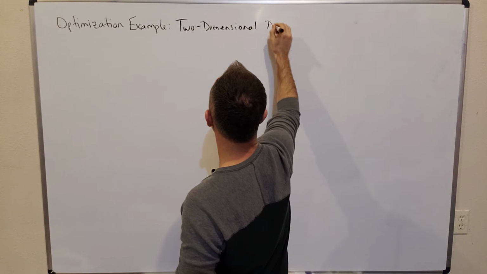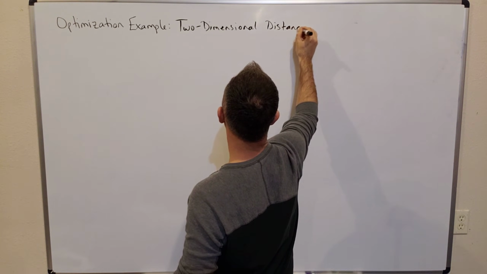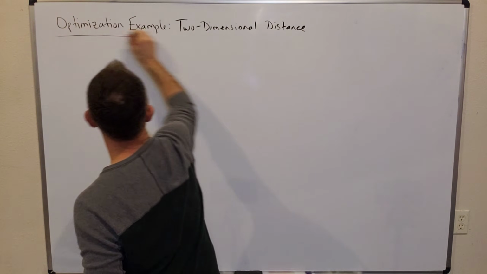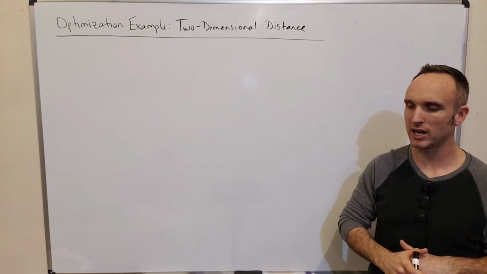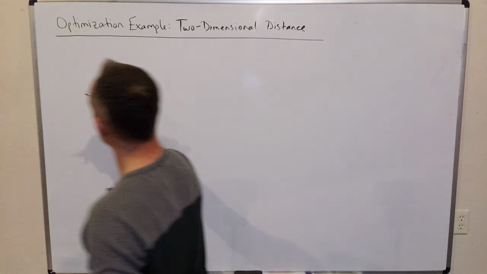One-dimensional distance is simple. You subtract. In 2 dimensions, it's still pretty simple, but not that straightforward. Not as simple as just subtracting. So let's look at this example.